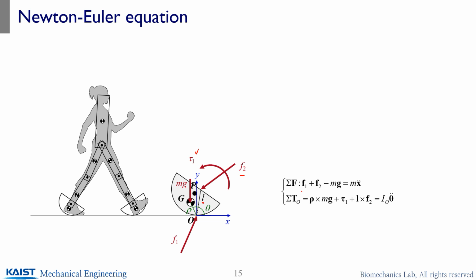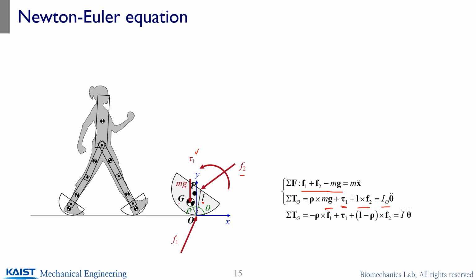Here the forces are three, F1 and F2 and mg, and the torques with respect to contact point O are three. One is with the gravity, another is a torque, and the other is the contact force, the joint force from the second segment, L cross product F2, which is going to be I_O theta double dot.